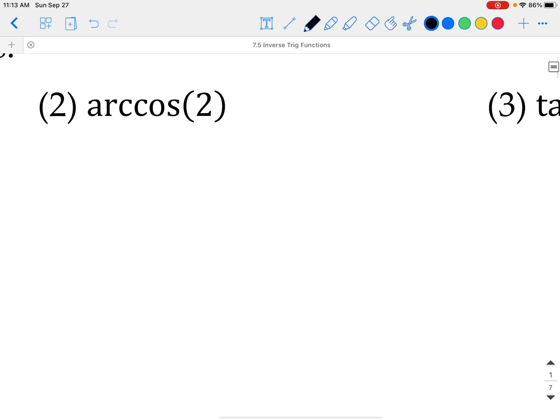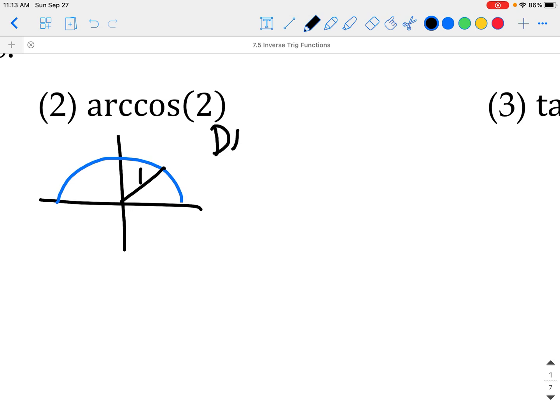For arccosine of 2, we want the location on our arccosine, which is the top half there, where our coordinate is going to equal 2. We know that that is not possible because on the unit circle your radius is 1, and cosine is stuck between -1 and 1, so this value does not exist. It is undefined.